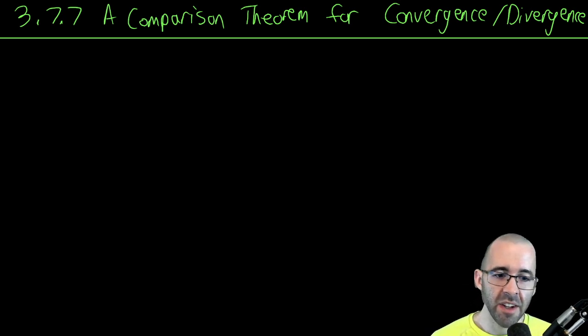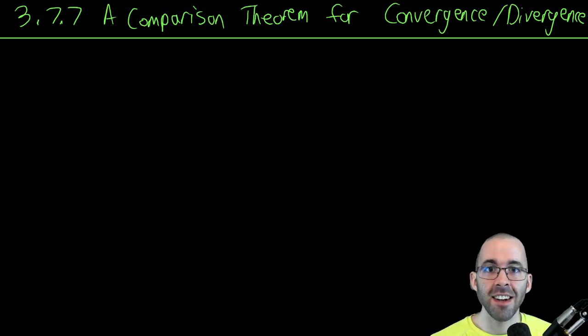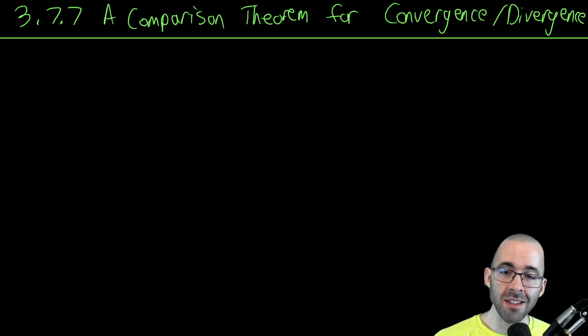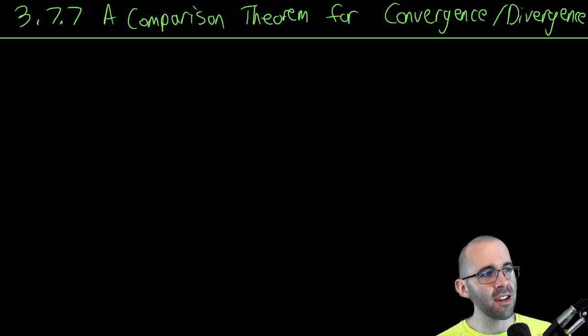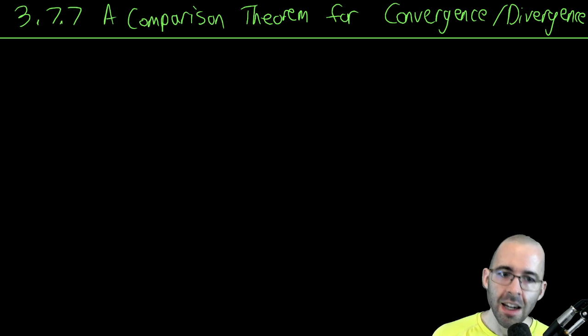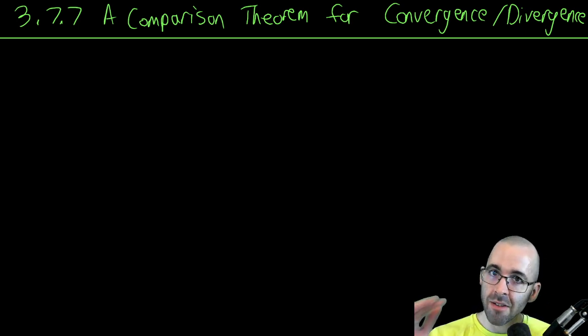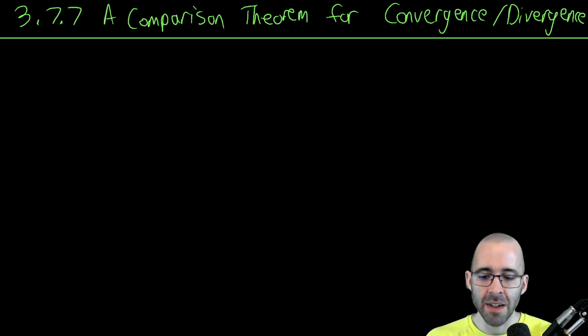The idea for this video is simple. If something's bigger than infinity, it's infinity. If something is smaller than something that's finite, it's finite. Now, if something's bigger than something that's finite, that doesn't tell us anything. If something's smaller than infinity, that doesn't tell us anything. But if it's bigger than infinity or smaller than finite, that's it. So that's essentially what this comparison theorem is.